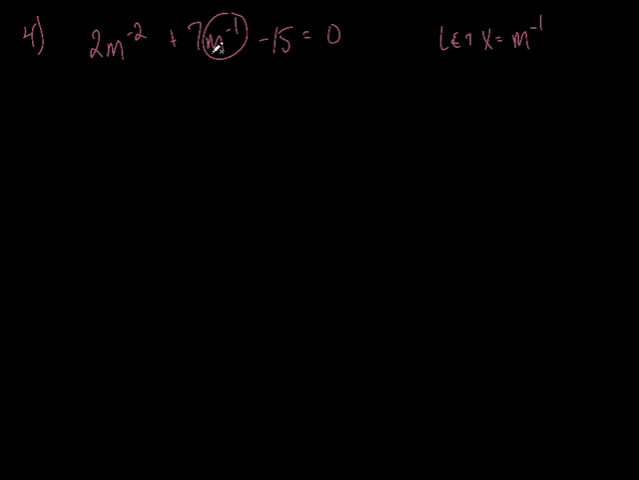That's what we always look for. We always look for this middle term. You let x equal that, and then it's a little bit more normal. So watch. 2 what? x squared. Because, look, x is m to the negative first, isn't it? If I square that, what is that? It's m to the negative second, which is right there, isn't it? Okay? So it's 2x squared plus 7x minus 15 equals 0.